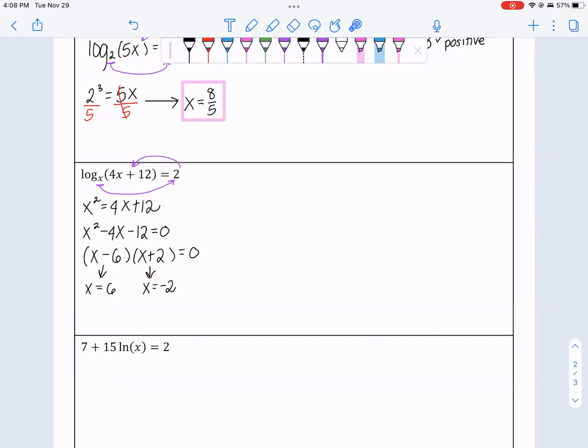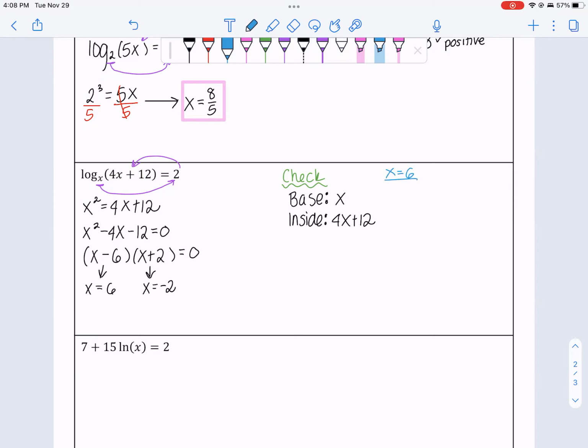All right, here are my two potential answers. Now, I need to check in two places in this particular problem. Because we have an x in the base, we need to check there, because we can't have a negative base or a 0 base. And we also need to check on the inside. So the base is x, the inside is 4x plus 12. I have two different answers to check. So we're going to try with x equals 6.